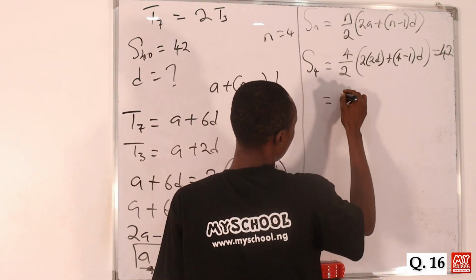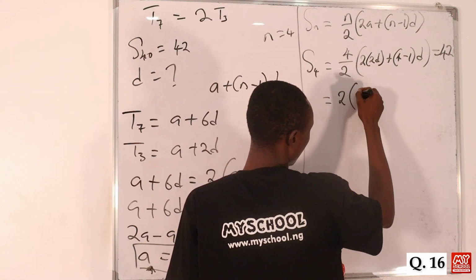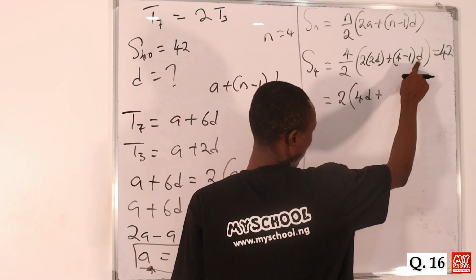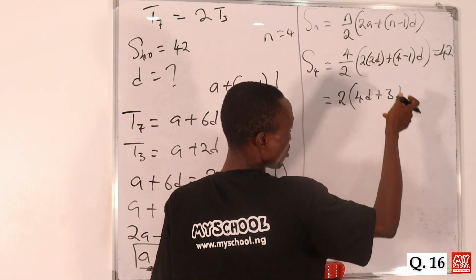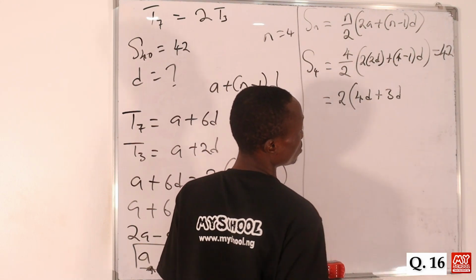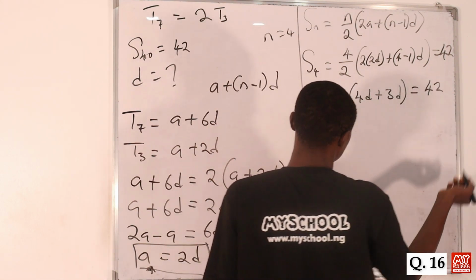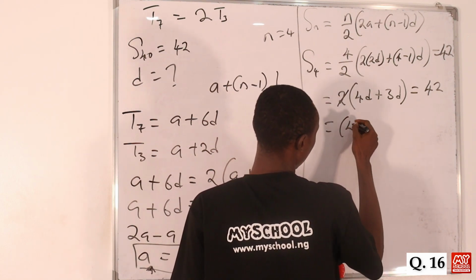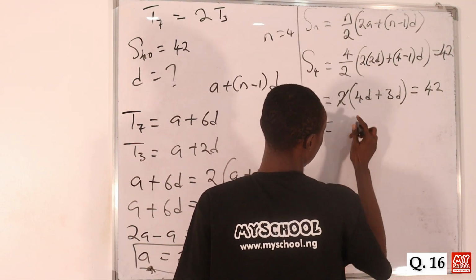Remember, we are told this in the question. So if we divide, we'll have 2 outside. Then if we multiply these two, we'll have 4d, plus 4 minus 1 in bracket, which is 3, times d, that will be 3d. All in bracket is equal to 42. So the 2 here, let's just remove it. So you'll have 4d plus 3d, since they are like terms, we'll have 7d.